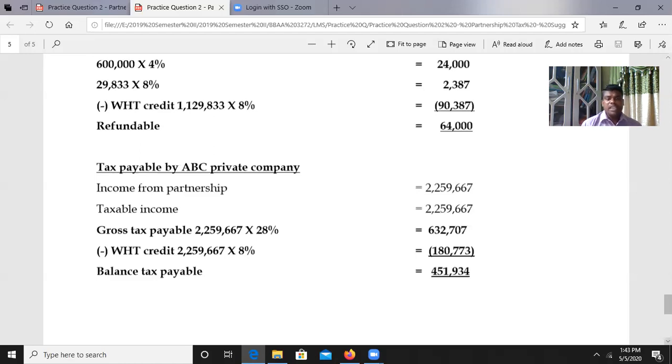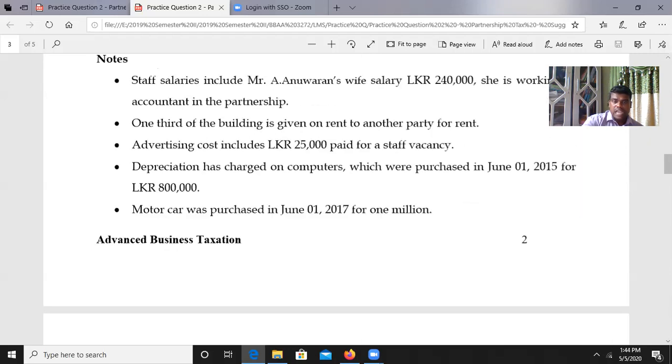So gross income tax payable is 632,707 rupees. From that, the WGST credit of 2,259,667 into 8%, which is 180,773 rupees, can be deducted from the gross income tax. So finally, you can see the balance tax payable is 451,934 rupees. So up to now, we have completed the assessable business income calculation from the partnership.